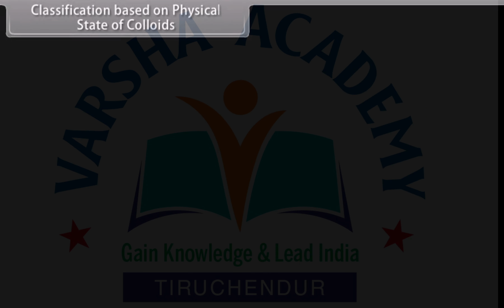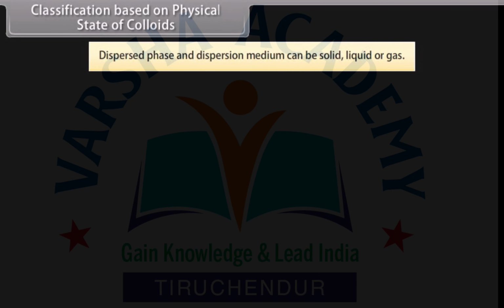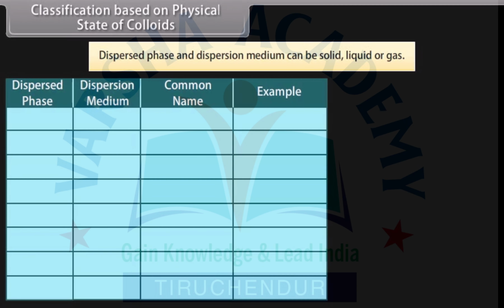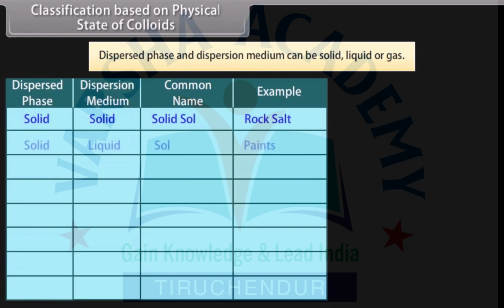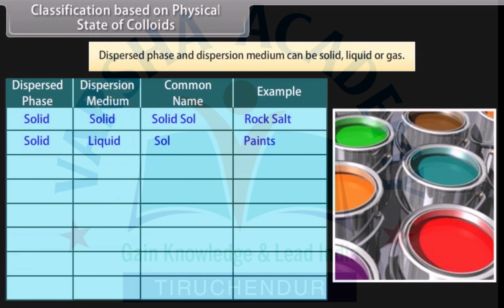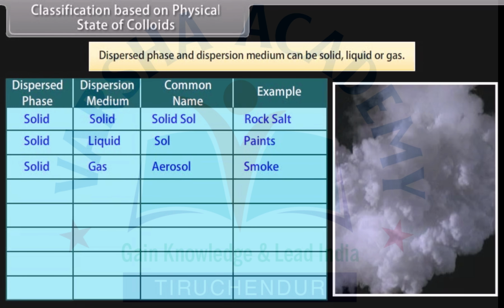Classification based on physical state of colloids. Dispersed phase and dispersion medium can be solid, liquid, or gas. Therefore, 8 types of colloidal system are possible depending upon the physical state of the dispersed phase and the dispersion medium. Rock salt is an example of solid sol. Paint is an example of sol. Smoke is an example of aerosol.